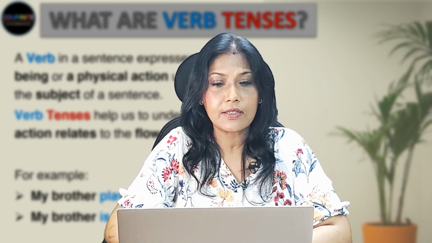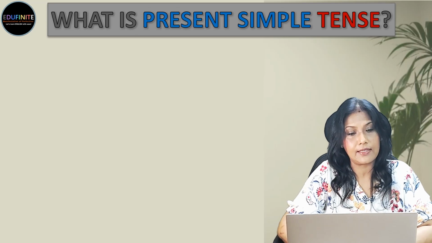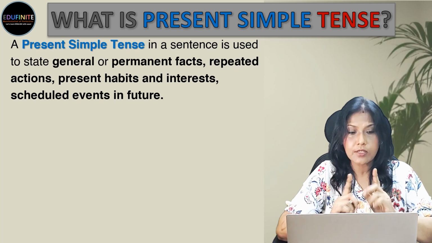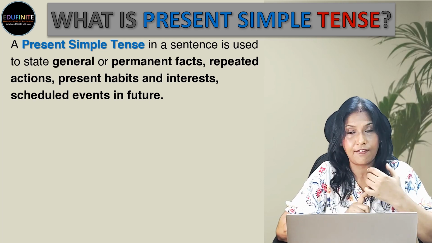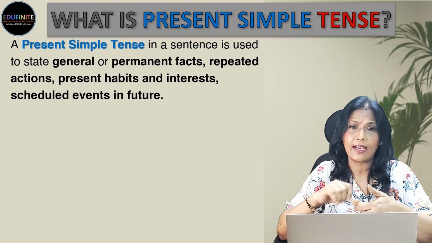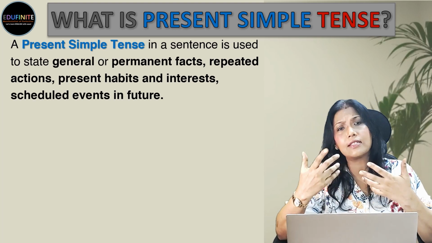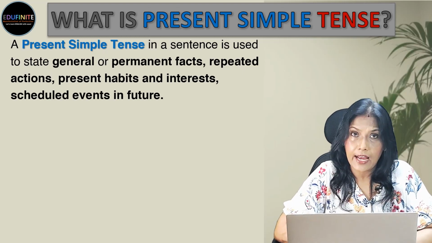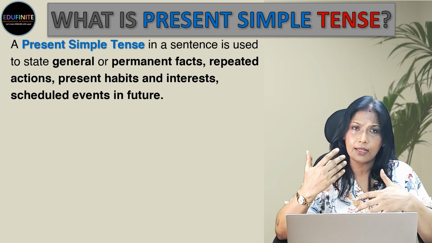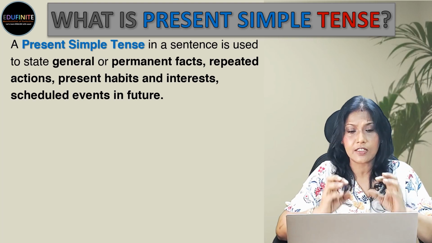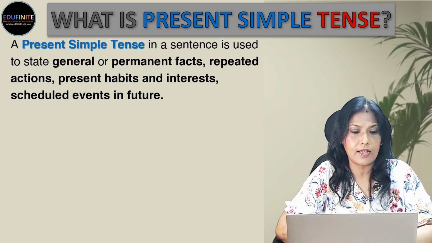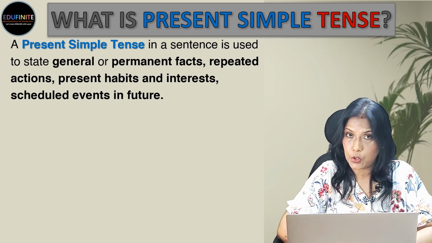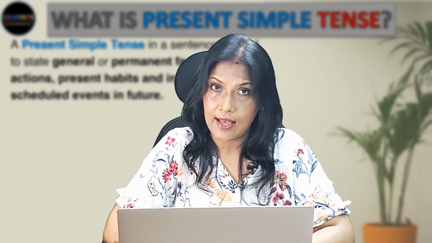Okay, now first, what is present simple tense? A present simple tense in a sentence is used to state general or permanent facts. As I told you, my brother plays violin. That's a general fact because he is always into playing violin. Repeated actions, when some actions are constantly repeated, then we use this present simple tense to express that fact. Present habits and interests, scheduled events in future. Now we'll look into sentences to understand them better.